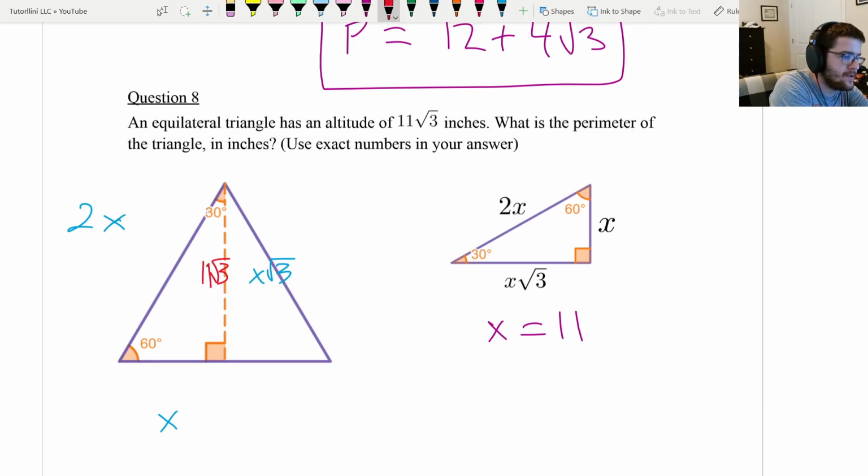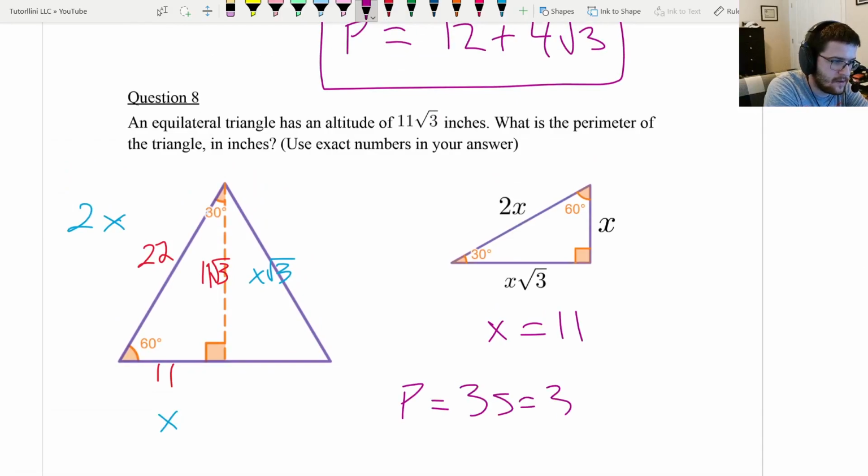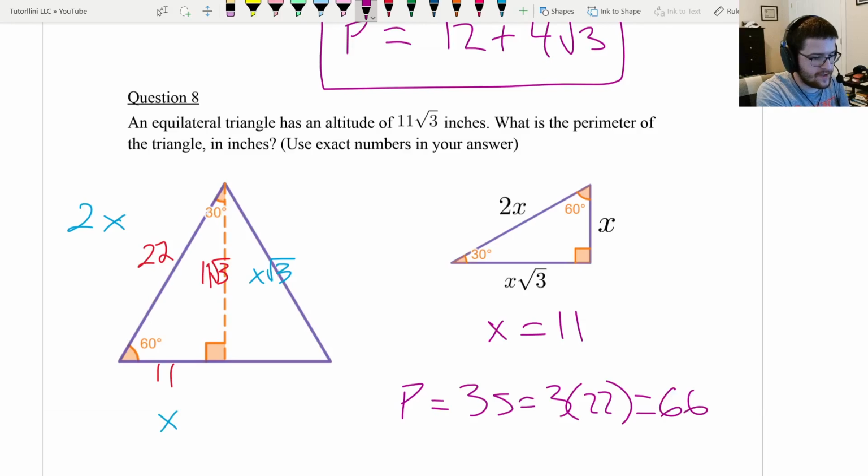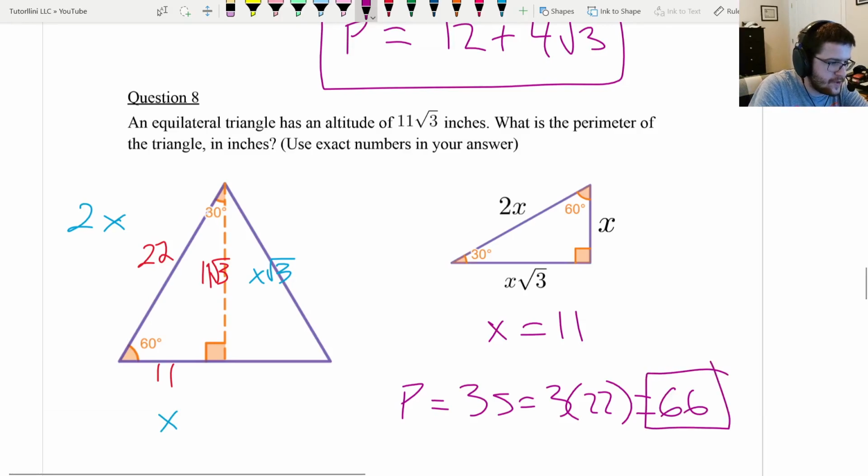So now we can put in x equals 11. So this is 11, and this is 22. So it's equilateral, so all the sides are 22. So you can just add those all up, or do perimeter equals 3s, because there's 3 sides. So 3 times 22. And that should give us 66 inches as our answer. So 22 all around on each side.